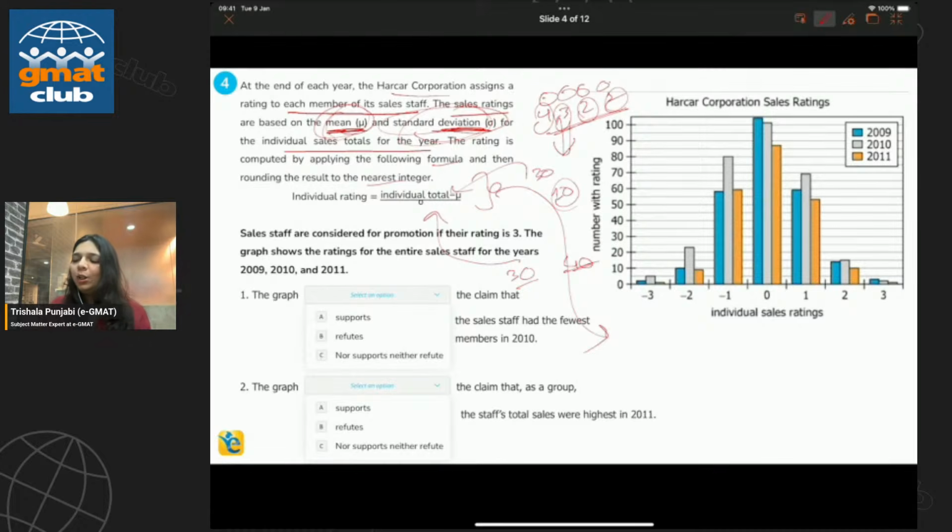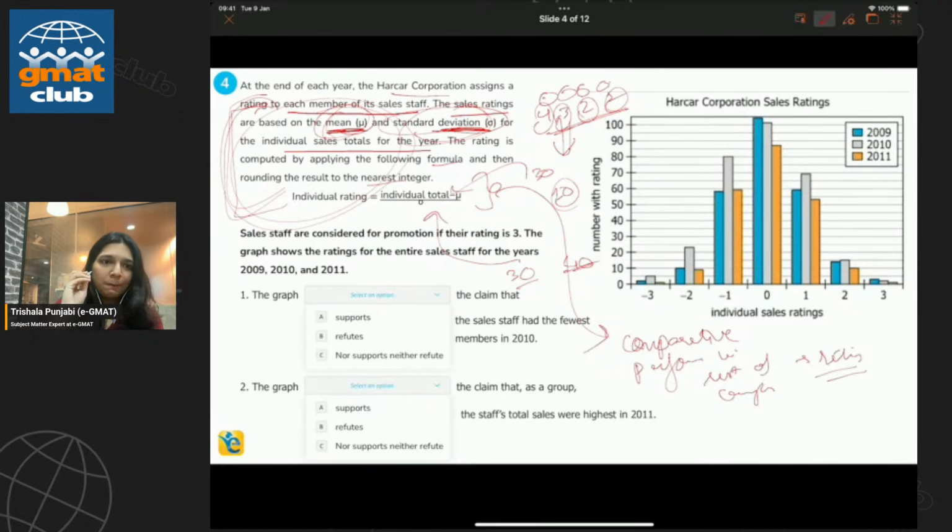So if I had to explain this super complicated piece to somebody studying in 8th grade, what would I do? I would simply say that based on your comparative performance with the rest of the company, you are getting a rating. Right. So it is a comparative performance.